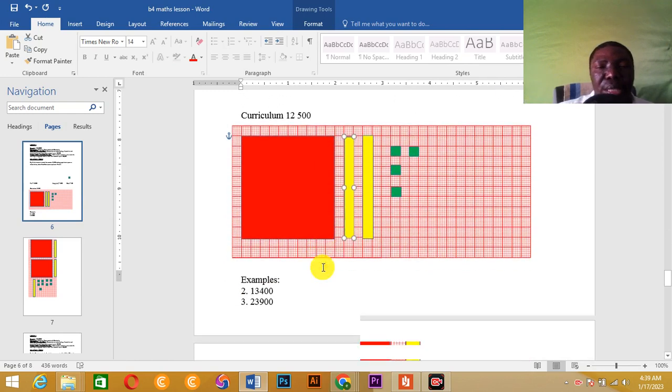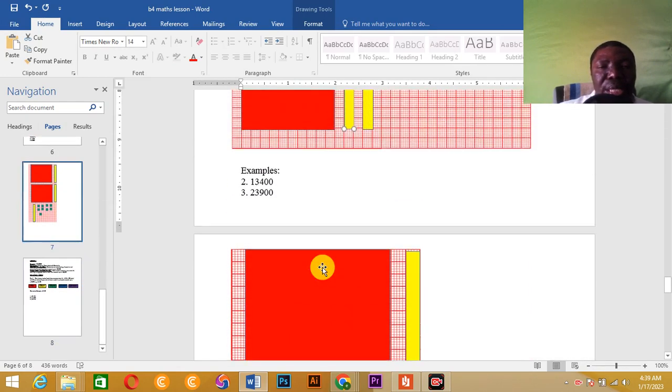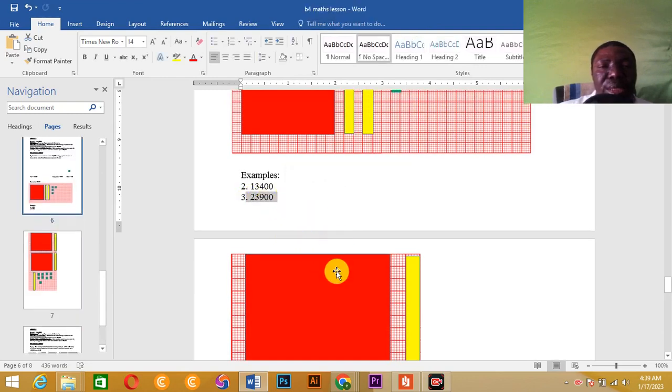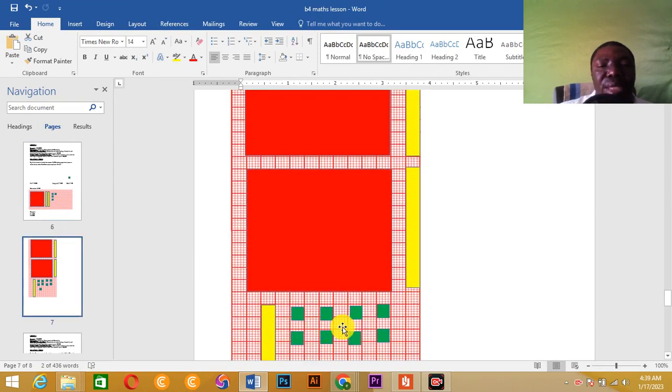Okay, let's go. So that's what we did here, and we did an example for this one. That's what you see here. We need 2 of that one, we need 3 of this one, and we need 9 of that.